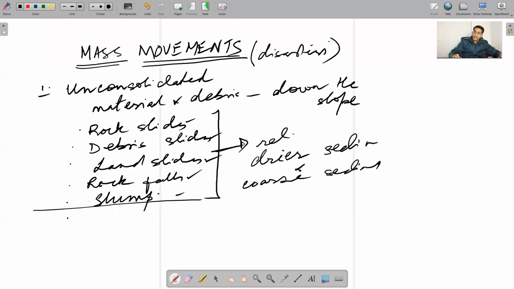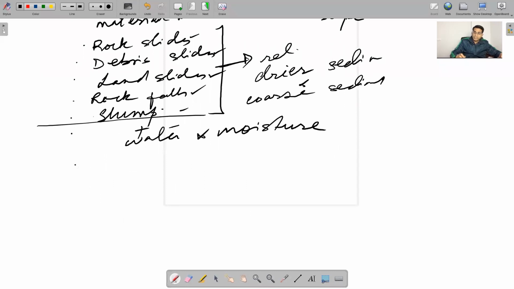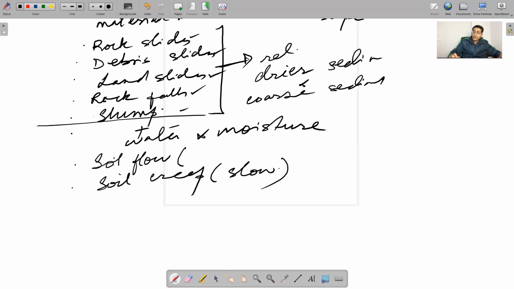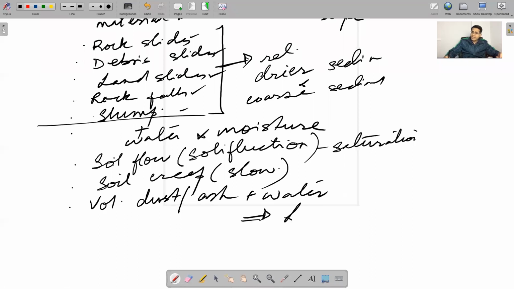But if we add water and moisture to it, then we have a whole range of another type of mass movements, such as soil flow. We can have soil creep. Soil creep is relatively slower, whereas soil flow, also called solifluction, happens in conditions of saturation. Then we have one related to volcanic eruptions. When volcanic dust and volcanic ash plus water flows down, it's called Lahar.